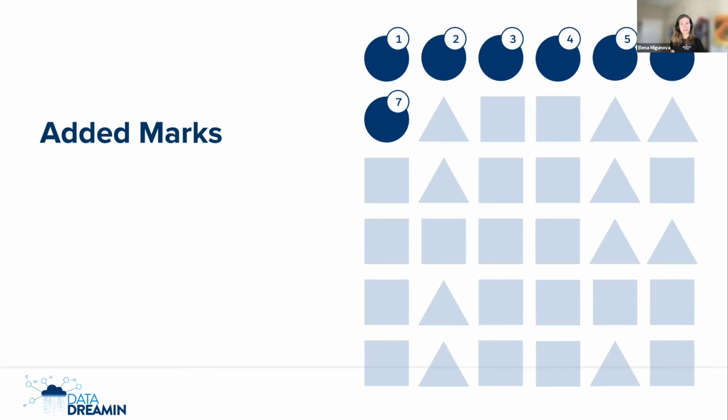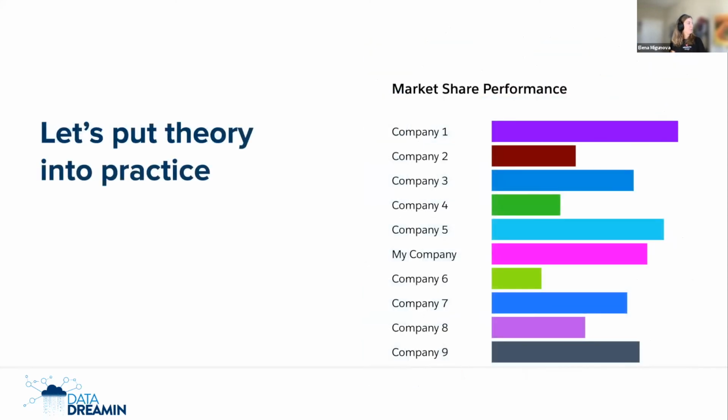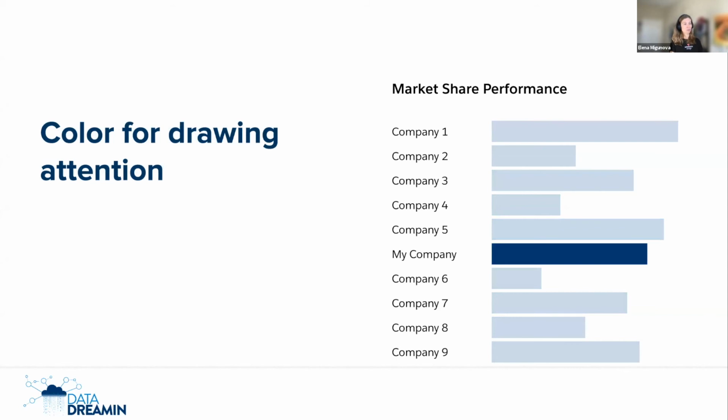Now let's see how this actually works applied to an actual chart. All right, now here's the chart that tells me about market share performance. It's not very clear to me right away what I need to be looking at, just because there's a lot of bars and they're all different colors. I don't know what this color means. Now that I start reading labels, I can see that there's my company here. So clearly, I probably will be comparing my company to those 9 other companies. All right, but how do I do it? It's not super simple. Now, could we make it easier? Of course, let's apply color for drawing attention.